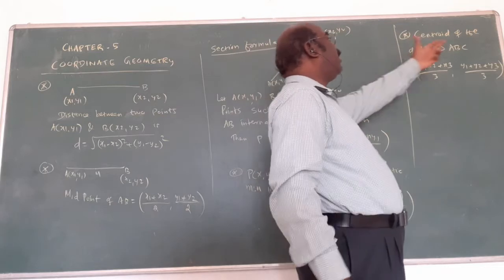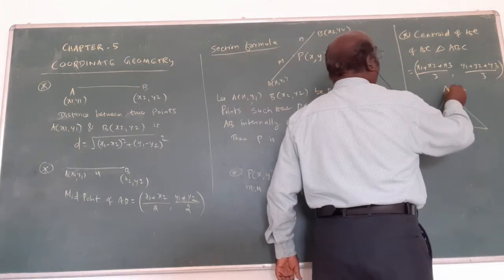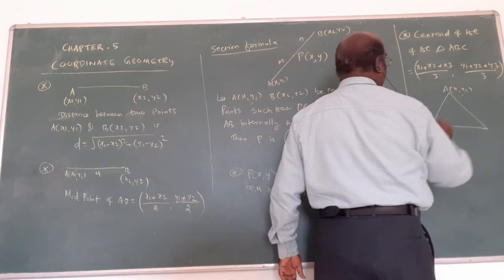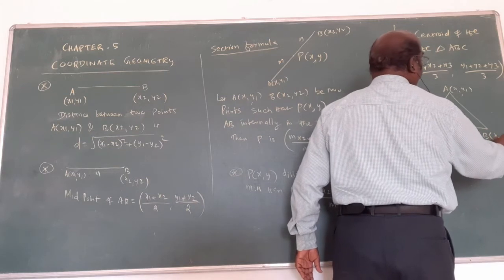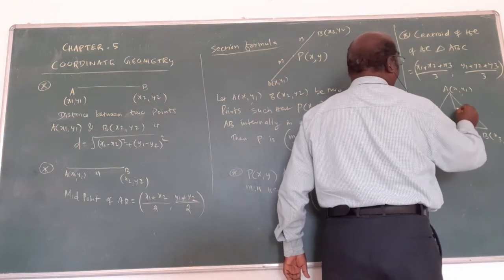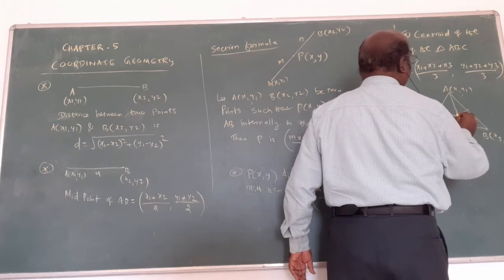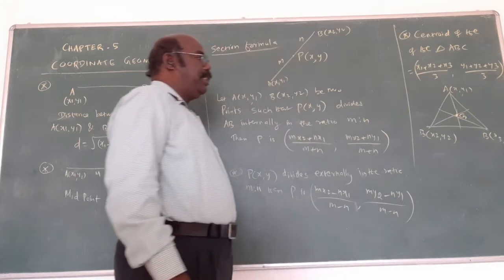Next one, the centroid of the triangle. Centroid is what? The triangle is given. First point x1, y1, second point x2, y2, third point x3, y3. This is called centroid, represented by G. So 3 points are given.